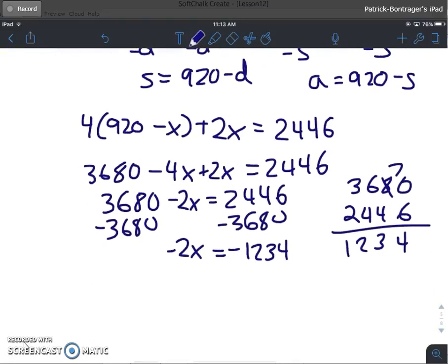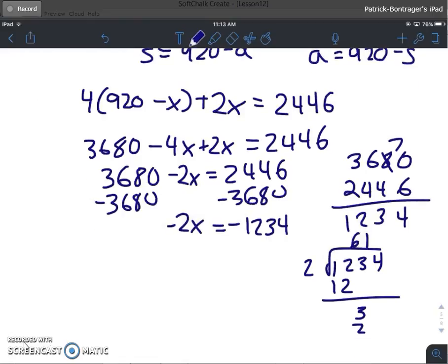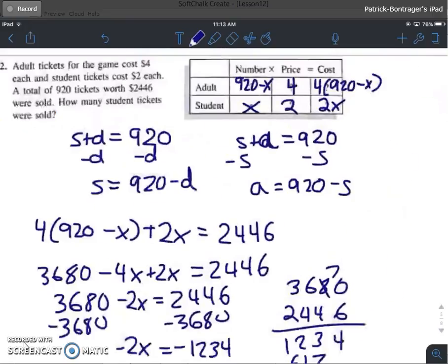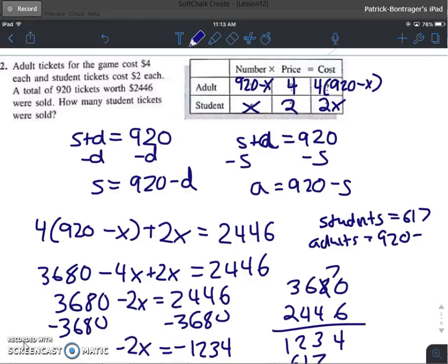I'm going to divide by -2. That'll be 617. So fill it in. 617. So I got students equals 617, and adults equal 920 minus 617, which is equal to 303. So those are my two answers.